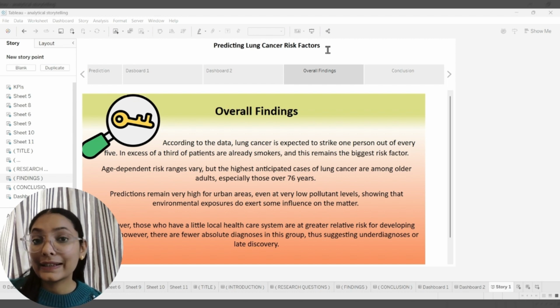Urban residents consistently show higher predictions, which highlights environmental risk. Lastly, those with poor healthcare access face higher risk, even if they have fewer total diagnoses, suggesting a troubling trend of underdiagnosis. All of these findings come together to answer my research questions. Yes, demographic and exposure-related factors, especially smoking, age, pollution, and healthcare access, significantly influence lung cancer prediction.